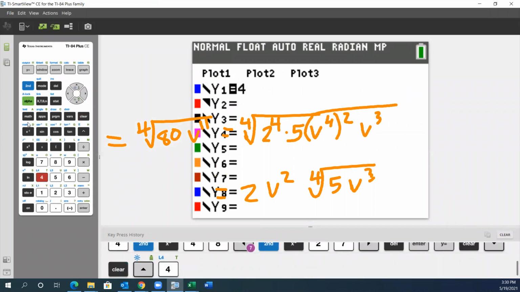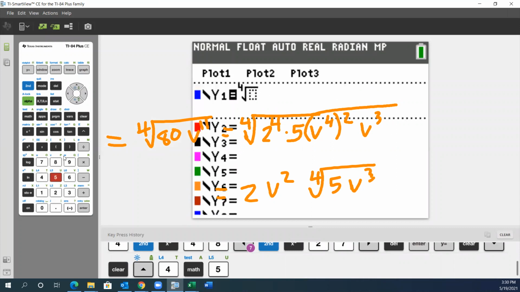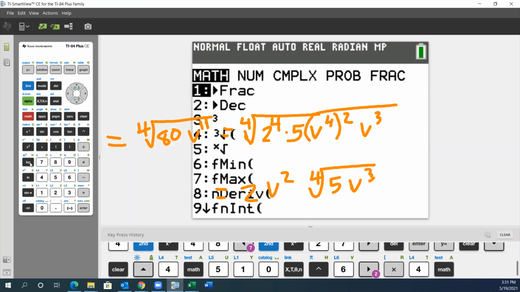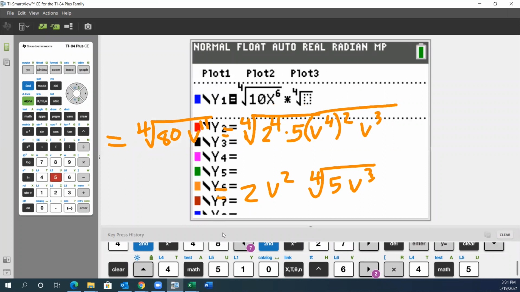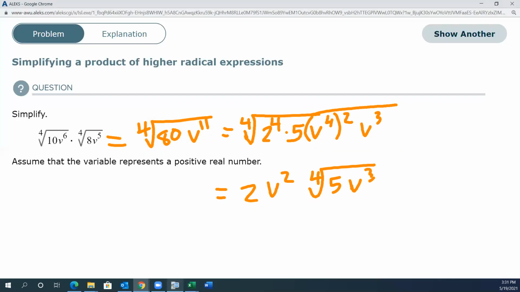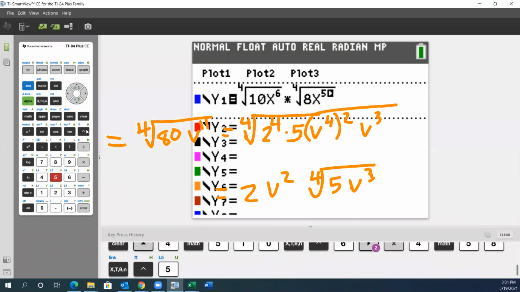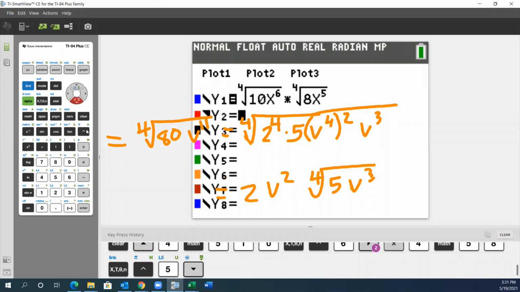So 4 math 5. Fourth root of 10x to the 6th. We don't really need the times sign, but I'll do it anyway. And then 4 math 5. Let's see what else we got here. 8x to the 5th. Okay, so that's the original problem.